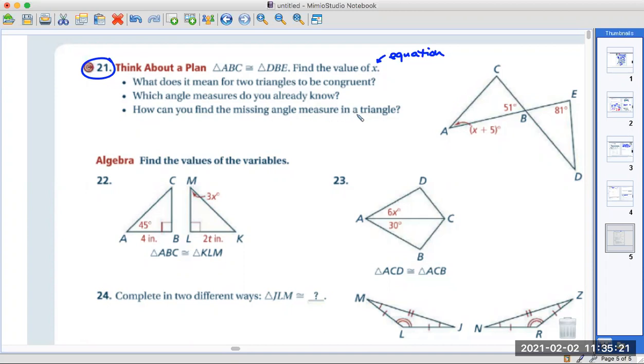I also see a vertical angle in this picture. So good luck with this. I'll see you later.